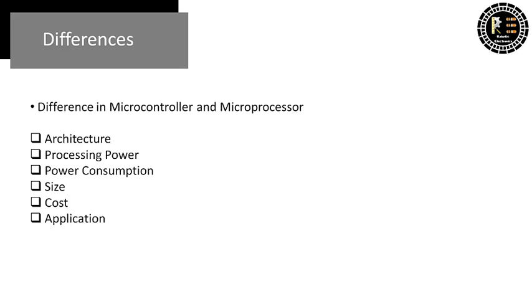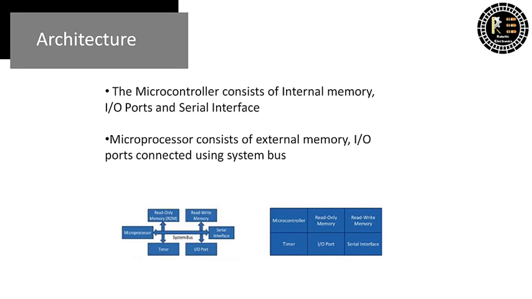Coming to the architecture level, a microcontroller consists of internal memory, input output ports and a serial interface, whereas a microprocessor consists of external memory and input output ports connected using a system bus. In the microcontroller everything is compact and inside a single component. But a disadvantage can be noted here: if you want to expand the memory in a microcontroller, as it is internally built, that is not possible, but it is possible in a microprocessor.